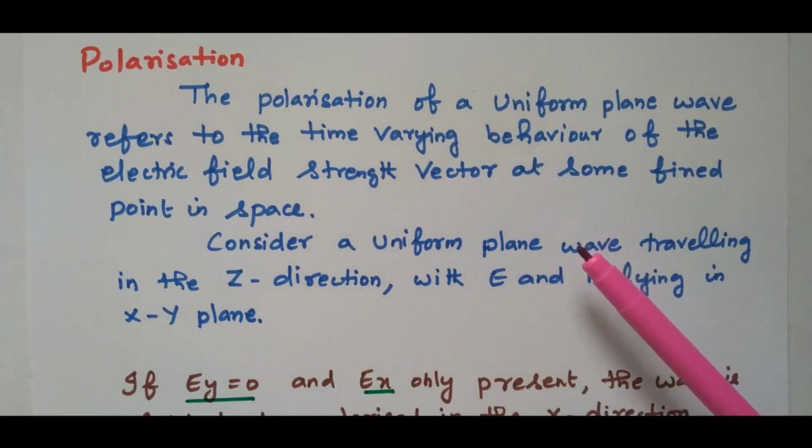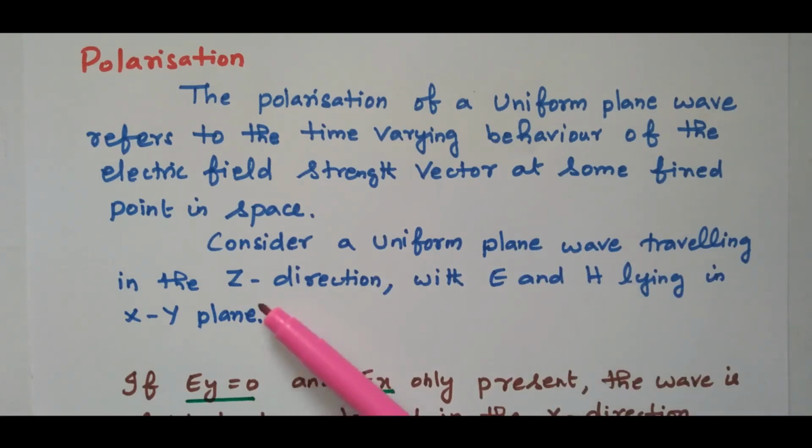Whether how it is varying with the given time, that is the polarization. Consider a uniform plane wave traveling in Z direction. We can refer the wave is traveling in the Z direction, E and H lying in the XY plane. Electric field and magnetic field is lying in the XY plane.